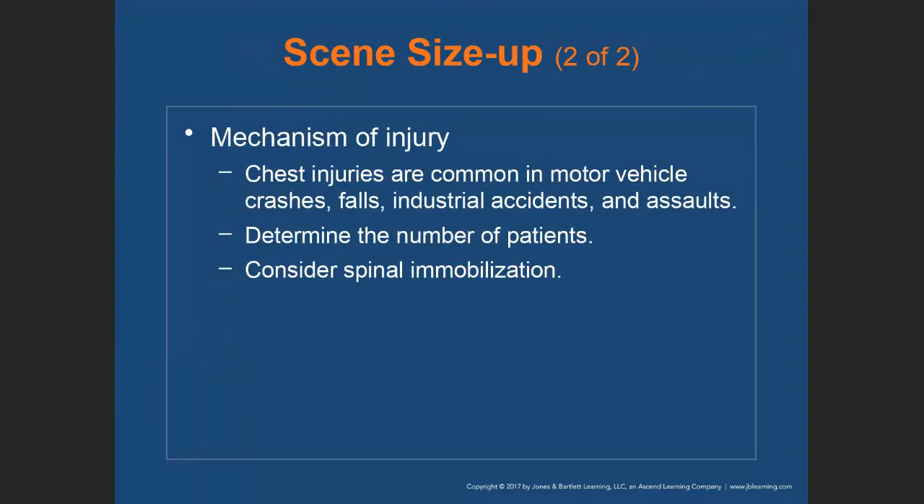Mechanism of injury. Chest injuries are common in motor vehicle crashes, falls, industrial accidents, and assaults. Determine how many patients you have. If you have more than one patient present, do you have the relevant resources necessary to deal with this situation? If not, then you might have a mass casualty situation on your hands, and this is where you start to think about requesting other units and the whole triage process. Consider spinal immobilization or spinal motion restriction.